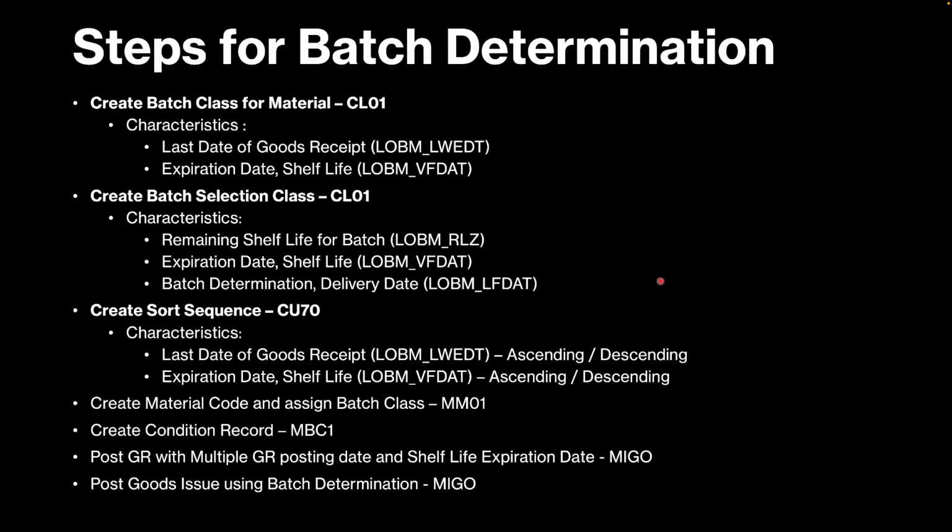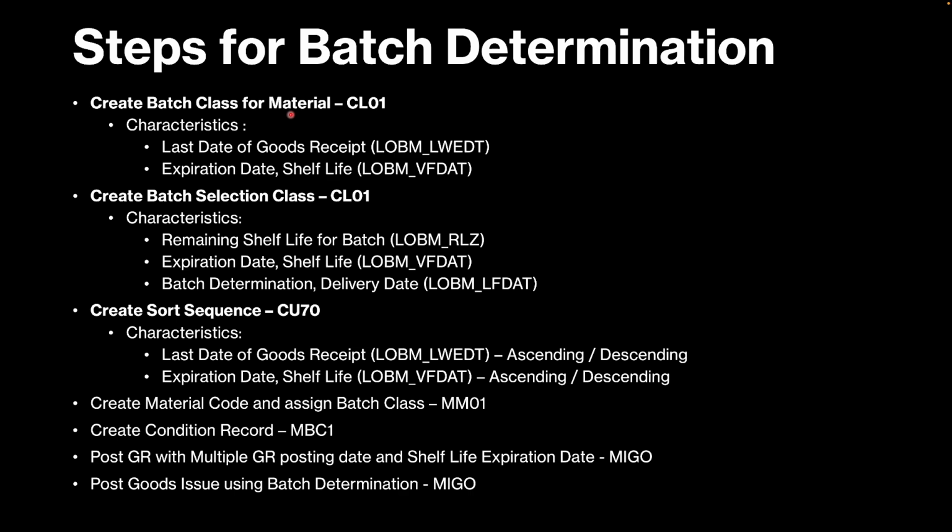This whole batch determination will heavily use the concept of class and characteristics. You will be required to create classes and assign characteristics to them, and based on these class and characteristic combinations, the system will determine the batches during the goods issue process. So the first class that you need to create is the batch class for your material. That is, in your material code, you will enter a batch class.